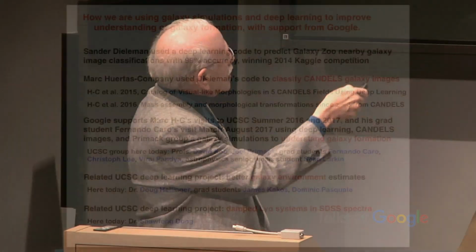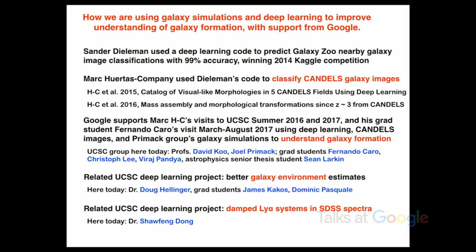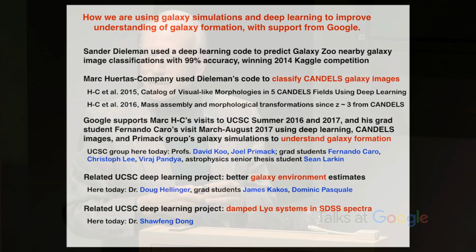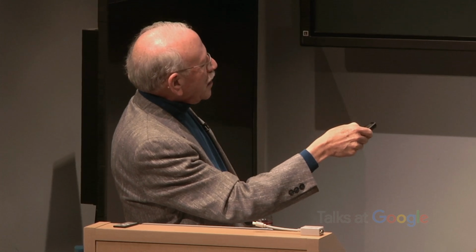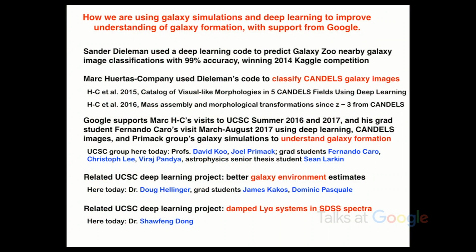So I'm now near the end of the talk, and I'm going to talk a little bit about where we're using deep learning. Sander Dieleman, who was then a graduate student at the University of Ghent in Belgium, and is now at Google DeepMind in London, used a deep learning code to predict how Galaxy Zoo, a citizen science project, classified nearby galaxy images. He was able to predict the Galaxy Zoo classification with 99% accuracy, and he won a Kaggle competition in the machine learning community in 2014.